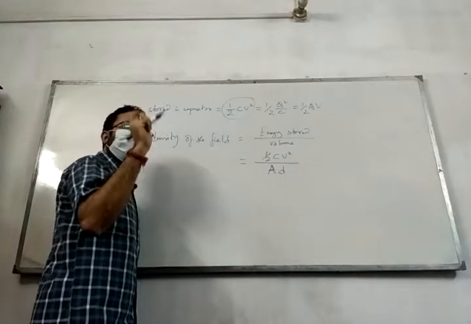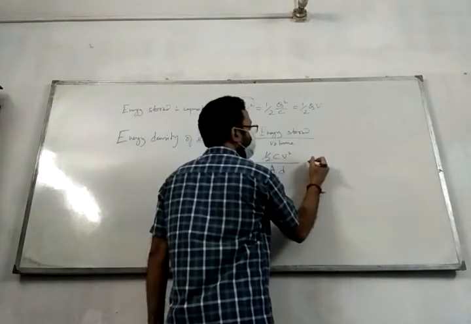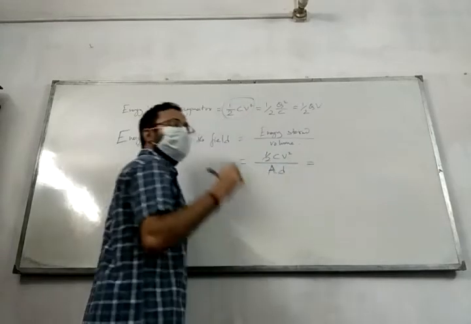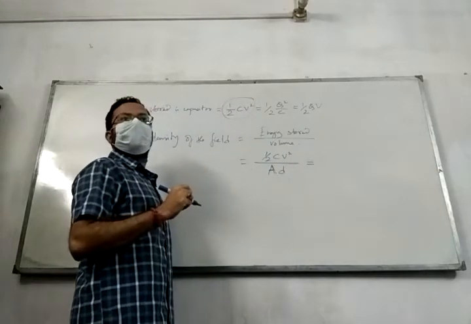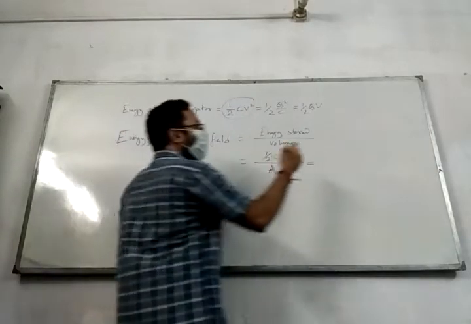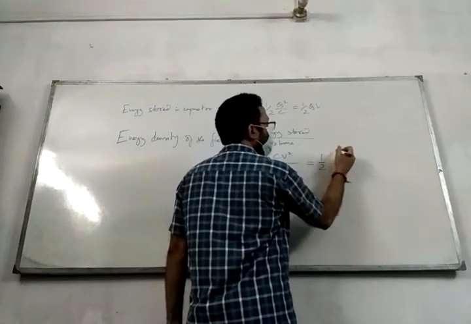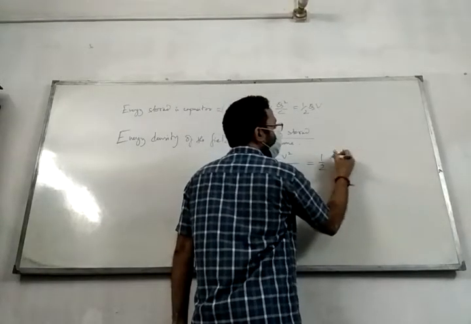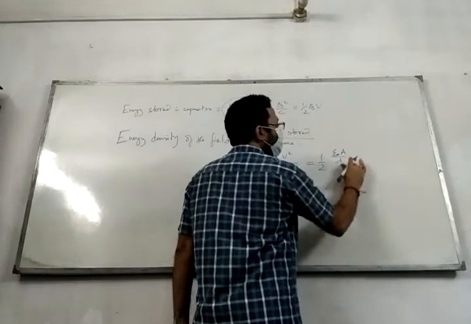Now if you go for a little simplification, let's see what you get quickly. C is what? What is the formula for capacitance of a parallel plate capacitor? Epsilon naught A by D. Where is Q coming from?